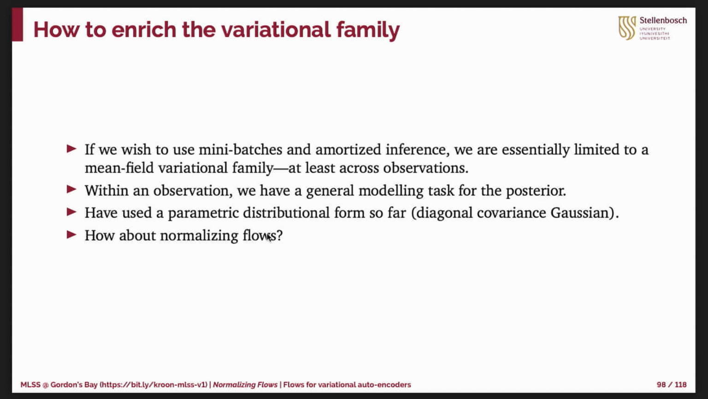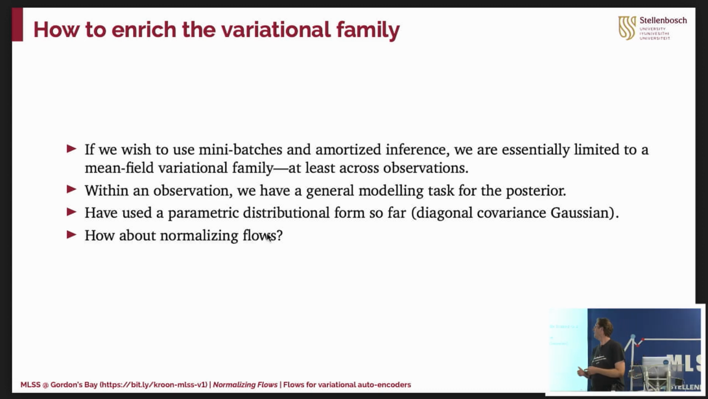Now, how do we choose to enrich this variational family? Well, if we still want to use mini batches for training, like we do with the VAE, and we still want to use amortized inference, then we've got to be able to decompose our elbow across observations, and that basically means that we have to use something like a mean field variational family. But within any particular observation, we've got a general modeling task for the posterior. So we've got this posterior that we don't know, the true posterior. It's a distribution. We don't know anything about it. That's exactly where we want to use normalizing flows.